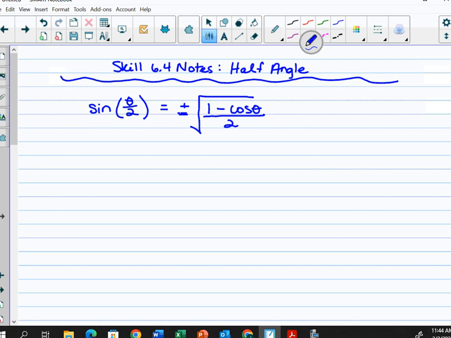Okay, cosine of theta over 2. Again, plus or minus big square root 1 plus cosine theta over 2. There will never be a sine under the square root. It's all cosines with these.